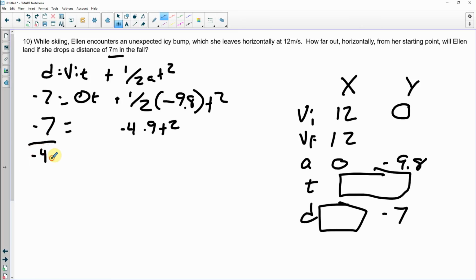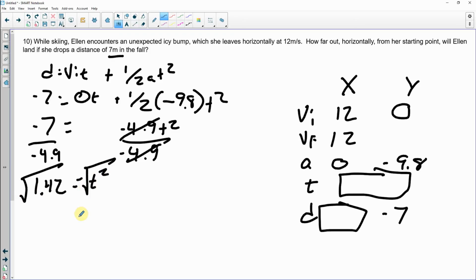Divide both sides by negative 4.9. Those will go away. We're left with t squared equals negative 7 divided by negative 4.9. We should end up with 1.42. And then we don't want t squared, we want t. So t is going to be the square root of 1.428, 1.19, I just rounded to 1.2 seconds is our time.